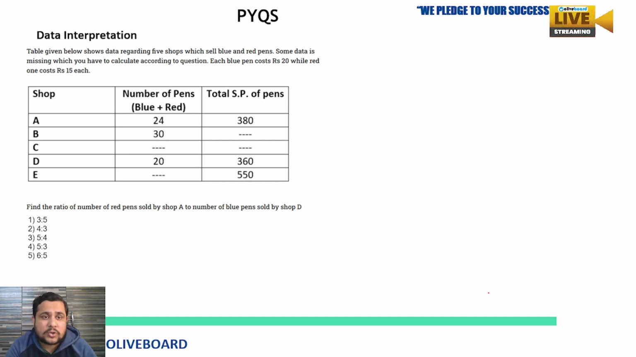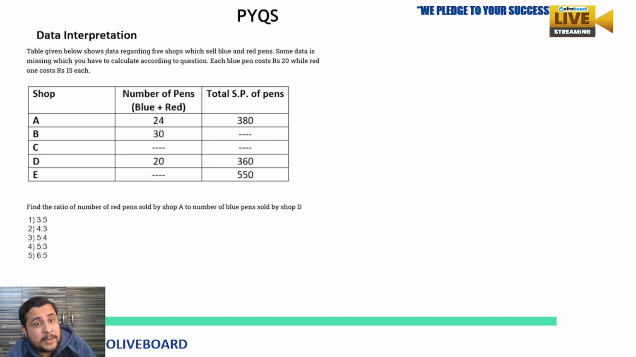Today we are going to discuss a data interpretation question based on tabular DI, where some data will be missing. Let's start the question so you will have an idea. This is from your previous year RBI Grade B paper.